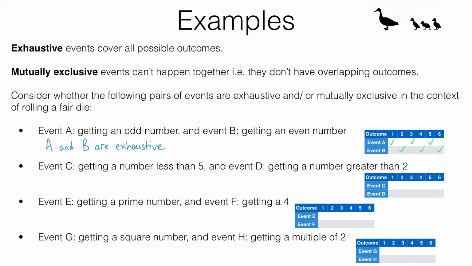We also need to decide whether they are mutually exclusive. Now, you can't have an event on its own that is mutually exclusive. You have to be considering 2 or more events to decide whether they are mutually exclusive. Mutually exclusive events can't happen together. They don't have any overlapping outcomes. Looking at this table, you can see that they are mutually exclusive. None of the outcomes overlap. That just means they can't happen together. It's not possible to roll the die and get an odd number and an even number at the same time. So we can say A and B are also mutually exclusive.